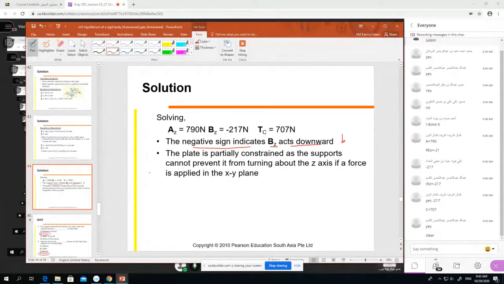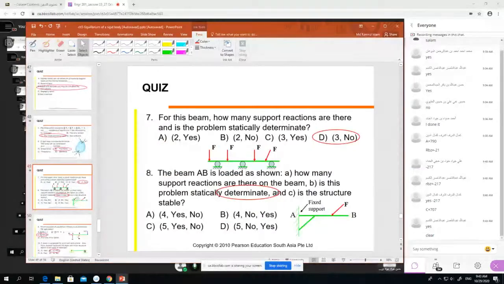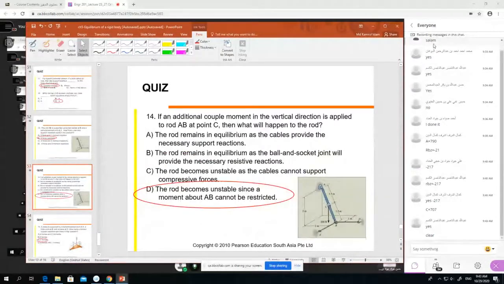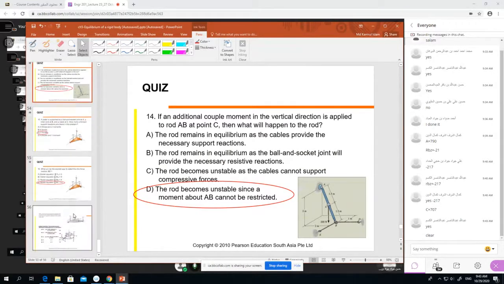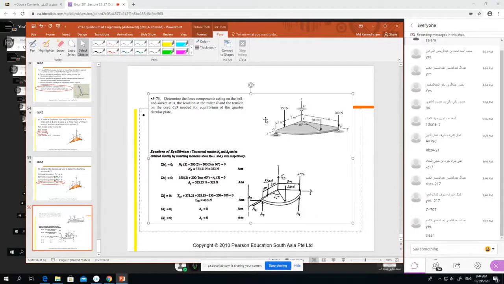So here is the last example. Then we have some multiple choice quizzes, just to brainstorm, so you can learn by yourself. If you have done any other question, then we want to finish this chapter. Here is one more example and one more exercise problem. You can do them by yourself.